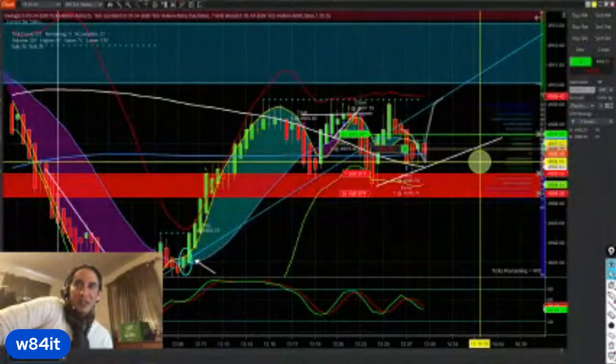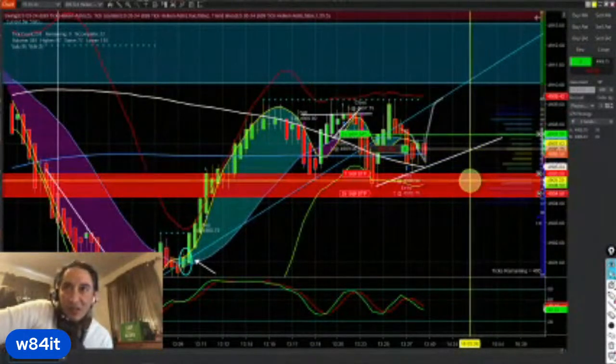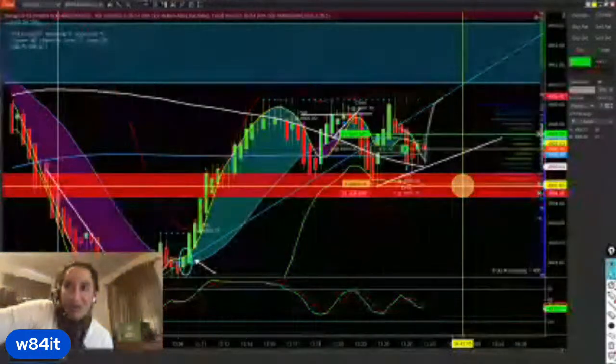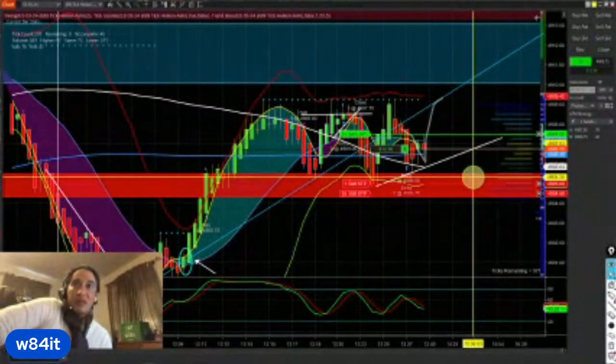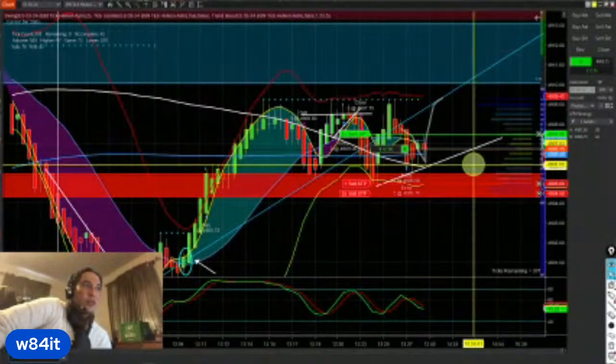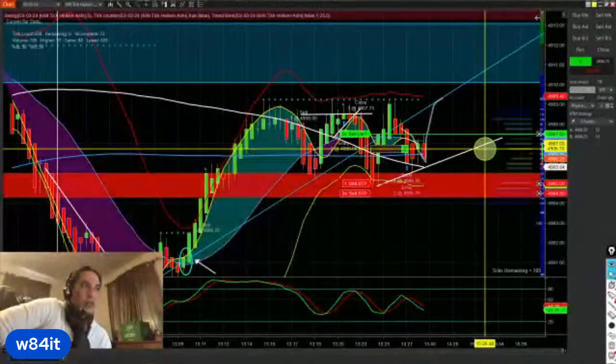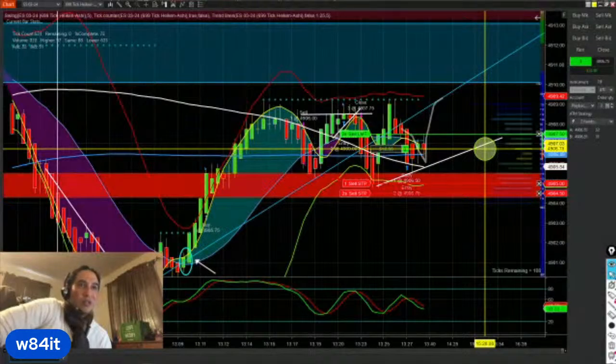Retest this area. I do have my stop just moved up right there. I need to move that back because it's not ready yet. So we'll see what the response is in this. Still retesting this right here.